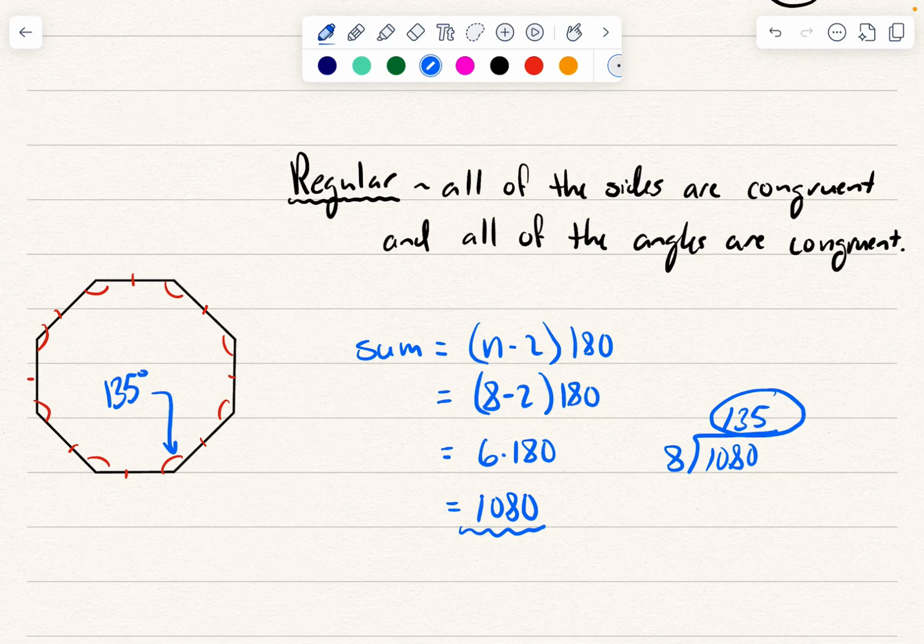Because we took that 1,080, divided it evenly among those 8 angles, that means each one has to be 135 degrees. Okay? Let's try this again. I know some of you might be on the cusp of getting it, maybe not quite tracking with us 100%. So let's change the shape and do it again.